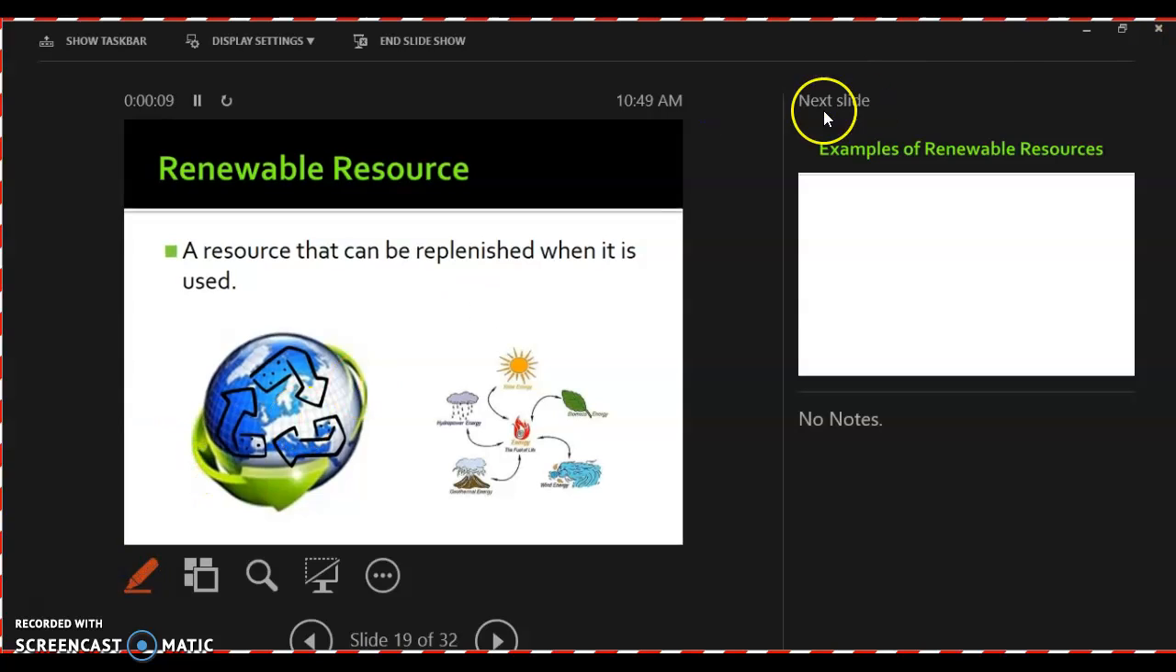Okay, so first of all, what is a renewable resource? A renewable resource, and you're going to write this, is a resource that can be replenished when it is used. So what that means is when we have used it, it is going to be replenished, okay? So water is constantly, when it rains, we get water. It's not new water, it's in the water cycle, but we get water.